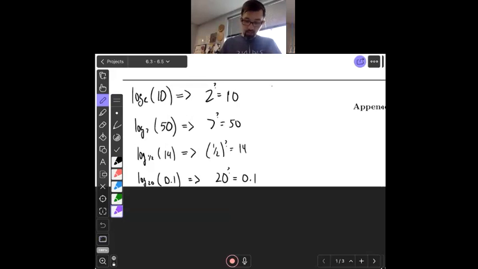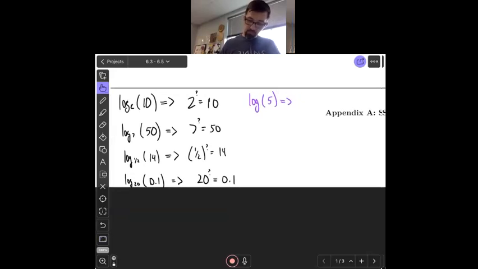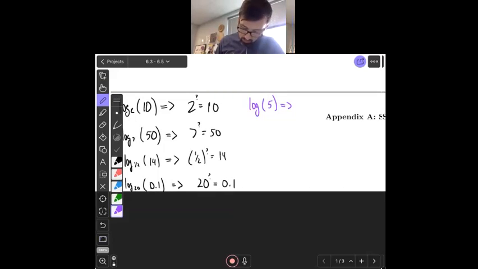Colby. How about log of 5? What's that mean? Ten to the what power equals 5? I was unable to trick Colby. 10 to the what power equals 5. So Colby, remember that log means log base 10. I'll get the next person for sure, though.